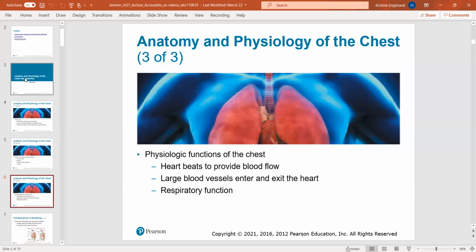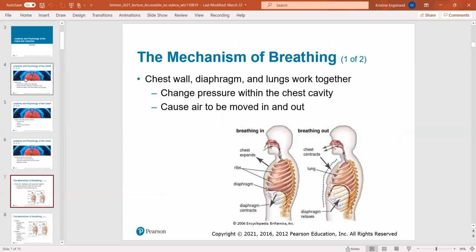So physiological functions of the chest, like I said, well, the heart beats, that's good. Large blood vessels enter and exit this heart. And of course, the respiratory function. Remember, heart and lungs work together. So just a review on mechanism of breathing. You guys have seen this before. The chest wall, the diaphragm, the lungs all work together.